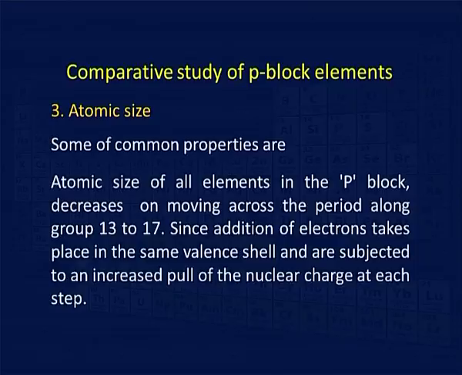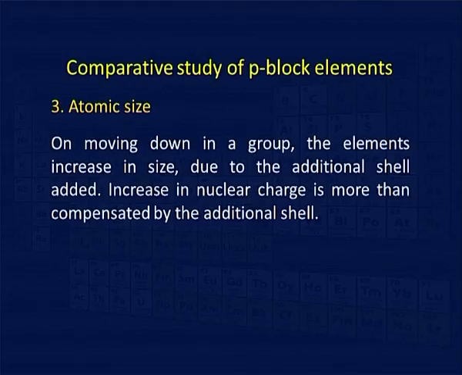It is due to the addition of electrons in the same valence shell, which is subjected to an increased pull of the nuclear charge at each step. That is why the size decreases. In the other direction, moving from top to bottom along a group, the elements increase in size due to the additional shell getting added. The increase in the nuclear charge is more than compensated by the additional shell.